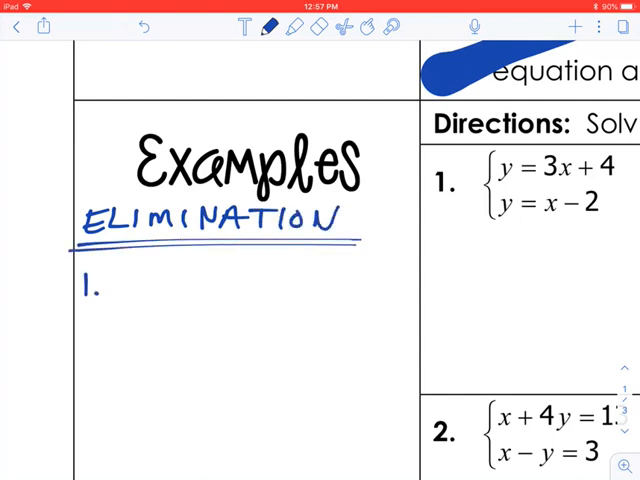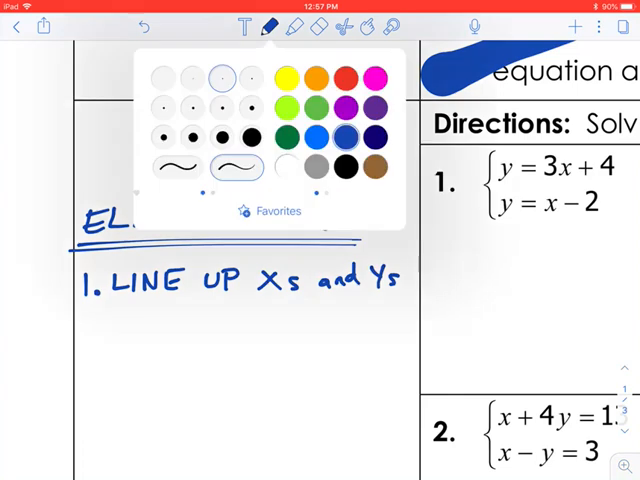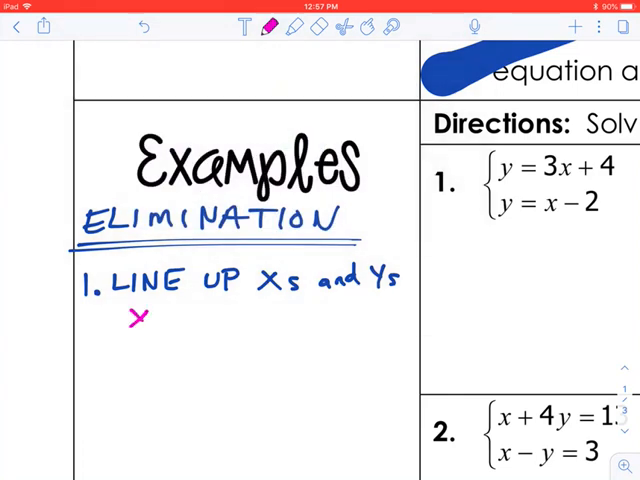All right, so step 1. Line them up. Line up X's and Y's. Okay? Make sure the X's and the Y's are above each other. So, for example, x plus 3y equals 7. And then we have x plus 4y equals 12. So everything is lined up, the X's, the Y's, and the constants, and even the equal sign. So they're all lined up that way.